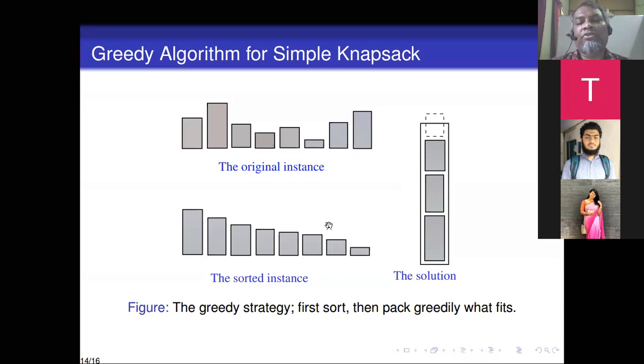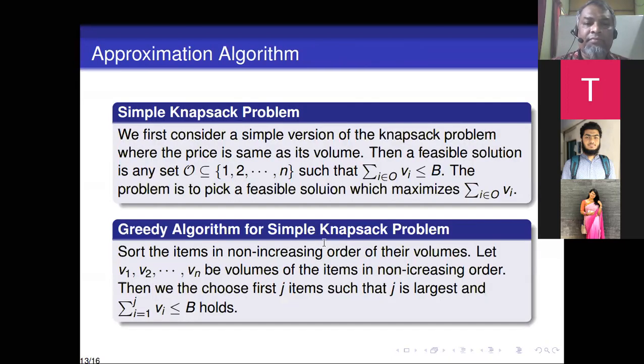Our approximation algorithm works in this way. That is, sort the items in non-increasing order of their volumes. This is our greedy algorithm. We are analyzing this algorithm. Sort the items in non-increasing order of their volumes, v1, v2, ..., vn. Then we choose the first j items such that j is the largest, and the sum should be less than or equal to b. Is it clear?